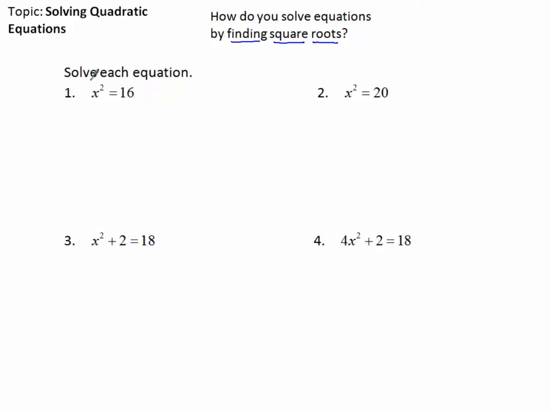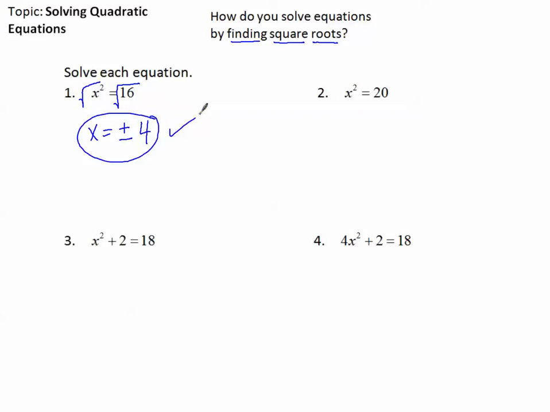We want to solve it. We want to get the x by itself. If it's squared, we unsquare it. Remember when we do that, we get positive and negative of the square root of 16. So positive and negative 4. And sometimes it's as simple as that.